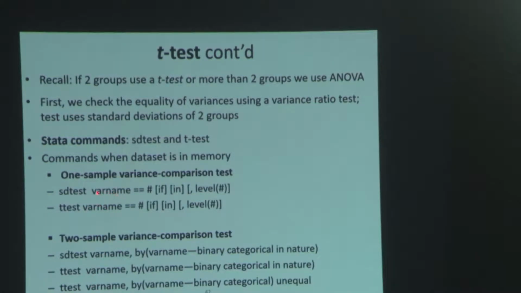And the second difference is that instead of now stating the number of observations, the variance and what, here we just state the variable. This is the variable name that we want to test.